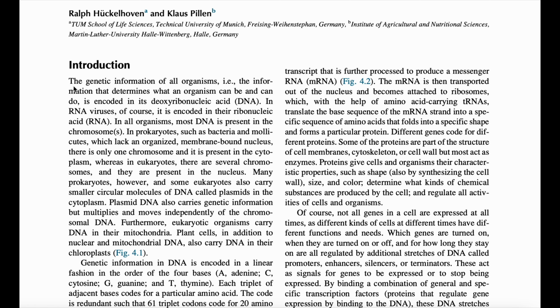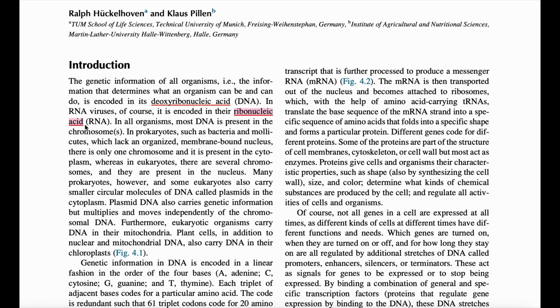let's start. The genetic information of all organisms, that is the information that determines what an organism can be and can do, is encoded in its DNA. Yes, for all the animals we have DNA. Yes, in RNA viruses, of course, it is encoded in their ribonucleic acid, which is RNA.